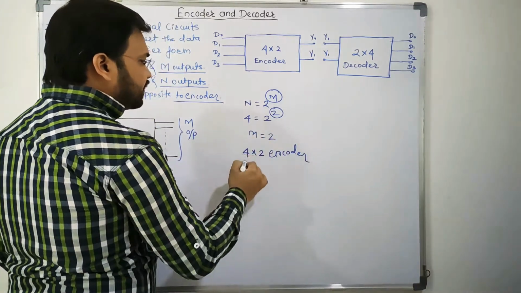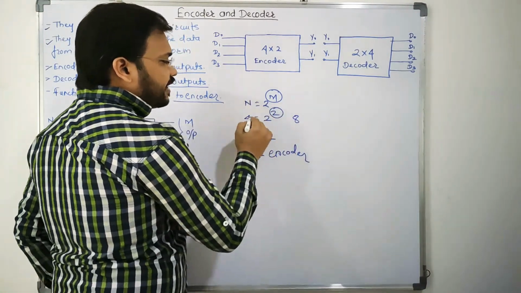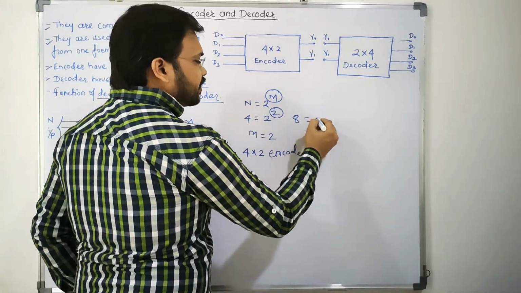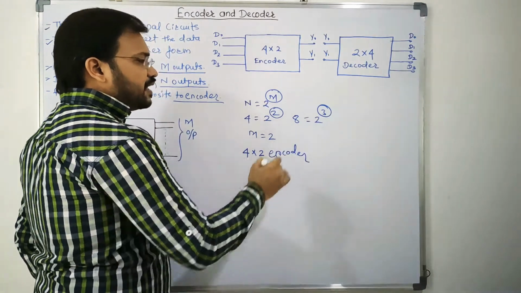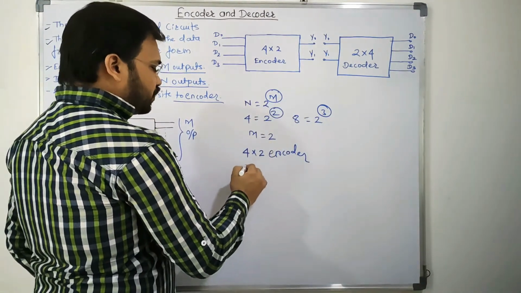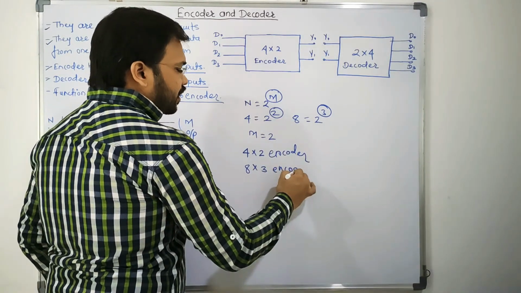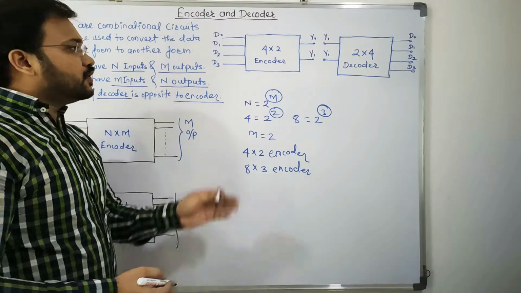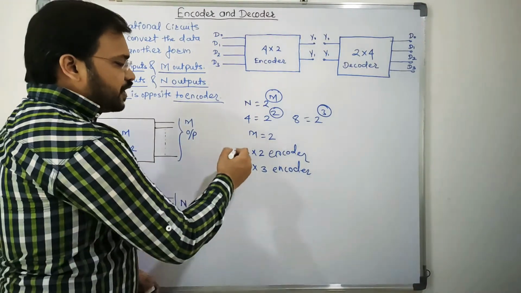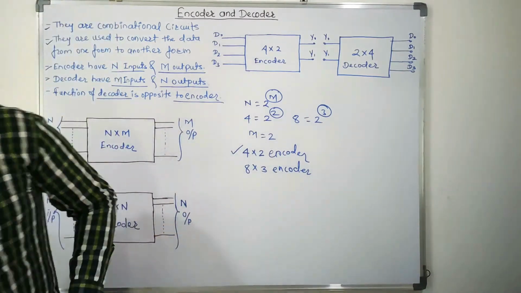Likewise, if the value of n is 8, that is 2 raised to power 3. So for these 8 inputs, we have 3 outputs. That's why it is an 8:3 encoder. One by one we'll discuss that part. Today we have taken the example of a 4:2 encoder.